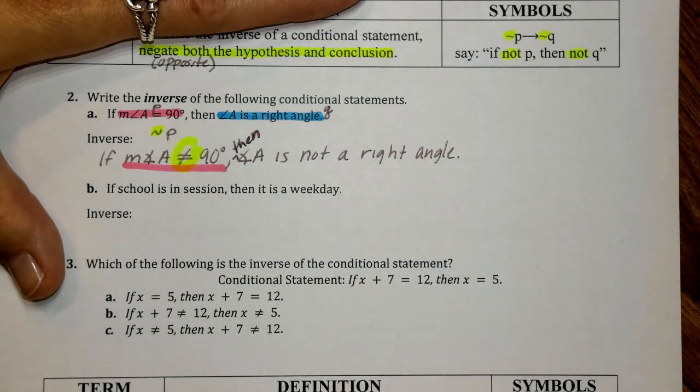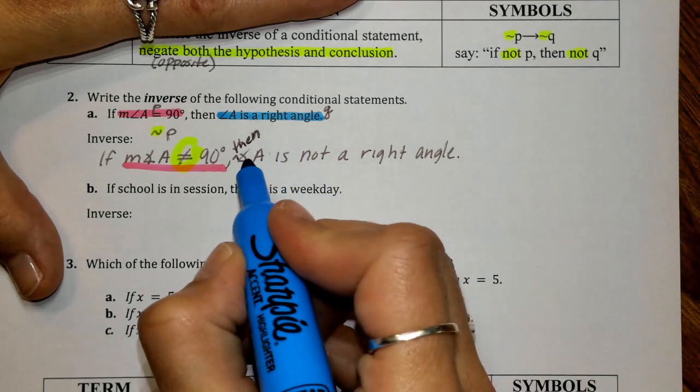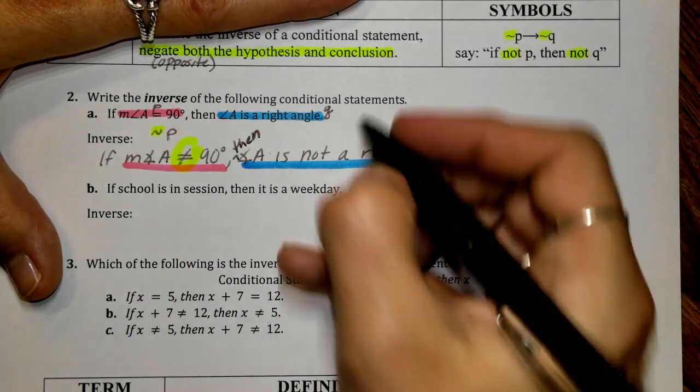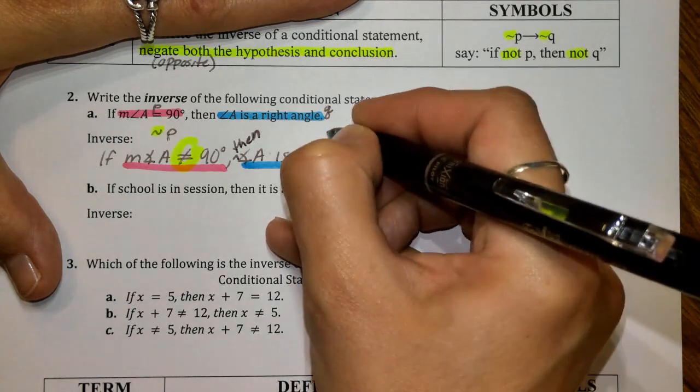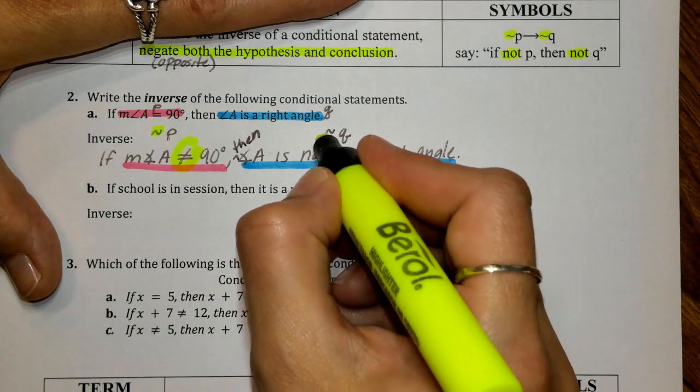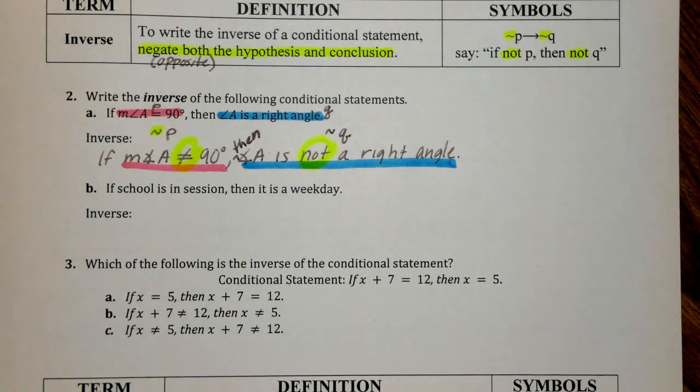So you can see I make the mistake. A lot of us can. Okay? Then angle A is not a right angle. Angle A is a right angle was our conclusion, but now we added the negation to it. So we still have Q, but because we changed it from is a right angle to is not a right angle, we have negated it or taken the opposite.